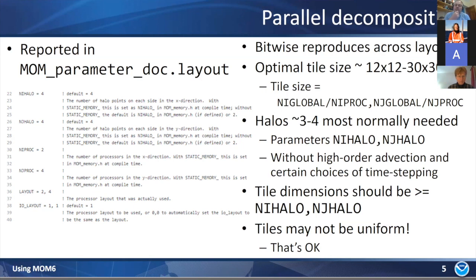And so the model can be decomposed. There is an optimal tile size. So a tile size is how many points you have on each processor or node. And there seems to be an optimum of somewhere between 12 and 30 by 30, depending on the chip that you're using. There is a halo in order to get the parallelization to work, and the halo can be somewhere between 1 and 4. But typically, for most advection schemes that people choose to use, the higher order ones, you need a halo of 3 or 4.